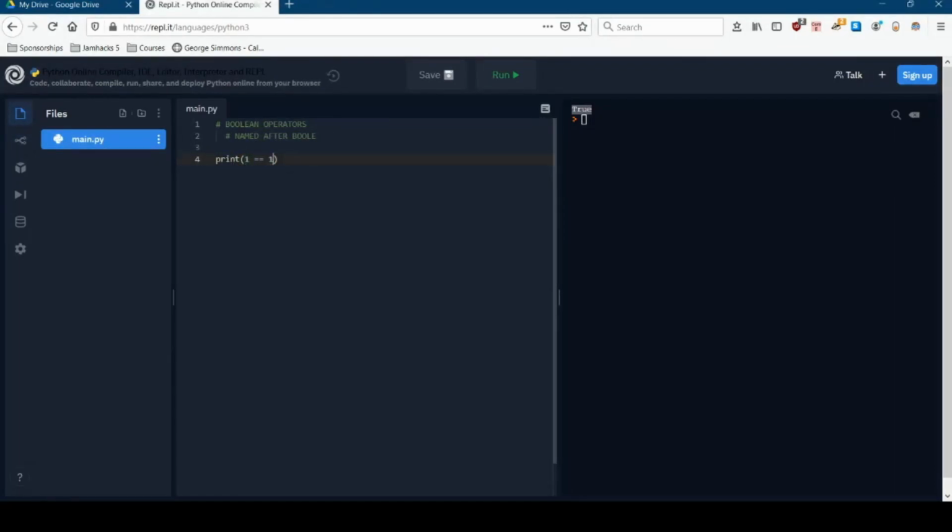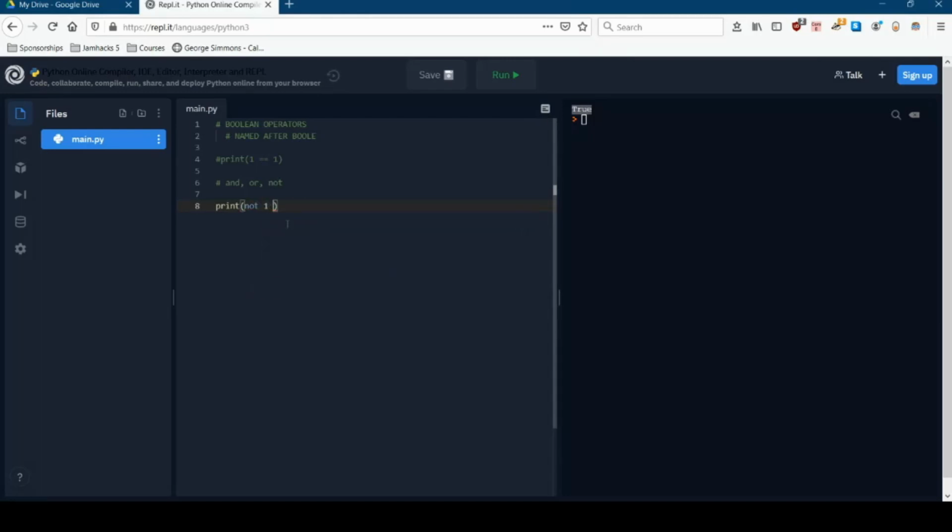All right, so let's talk about and, or, and not. Let's comment that out. Like Kevin mentioned before, and, or, not are just connectors for Boolean statements. So let's see an example. Python is made to be really close to English, so this should be pretty clear.